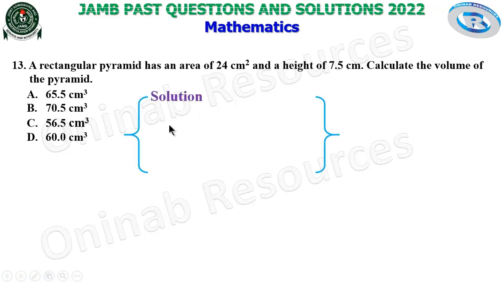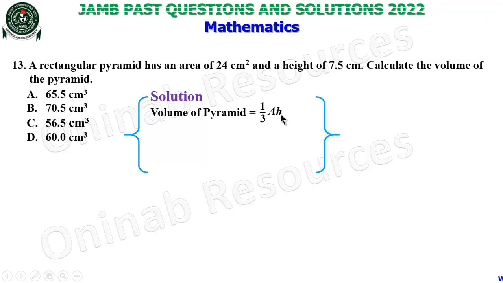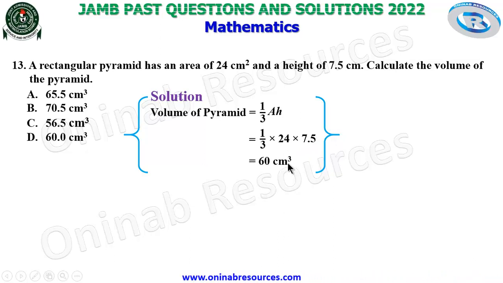The volume of the pyramid is going to be 1 over 3 area times height. Ordinarily, volume is base area times height, since the pyramid is 1/3 of the entire area. So we now have it as 1 over 3 area times height. And our area is 24. So 1 over 3 times 24 times 7.5. This is giving us 60 cubic centimeters. 60 cubic centimeters is option D.